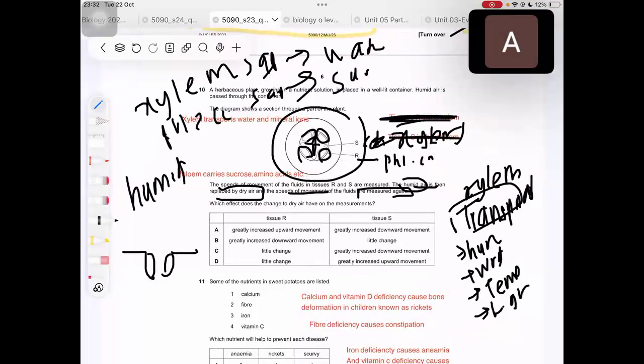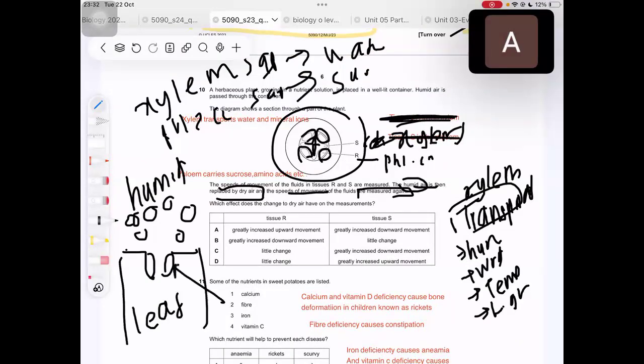There are a lot of water particles outside the leaf surface, right? Now this is the leaf, this is the inside of the leaf, this is the stomata, these are the guard cells, this is the stomata. You can see outside the leaf there's a lot of water particles, and inside the leaf also there are water particles, but when compared to outside it will be low.